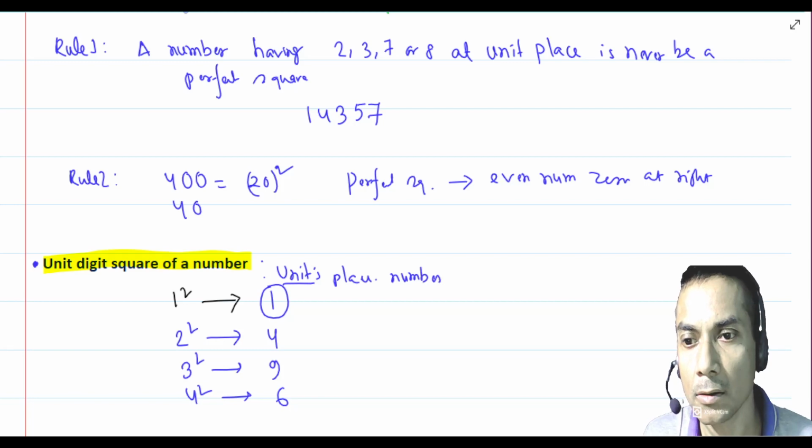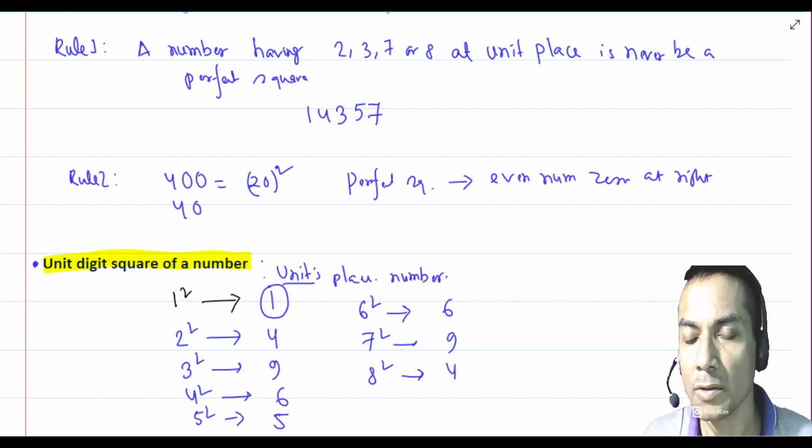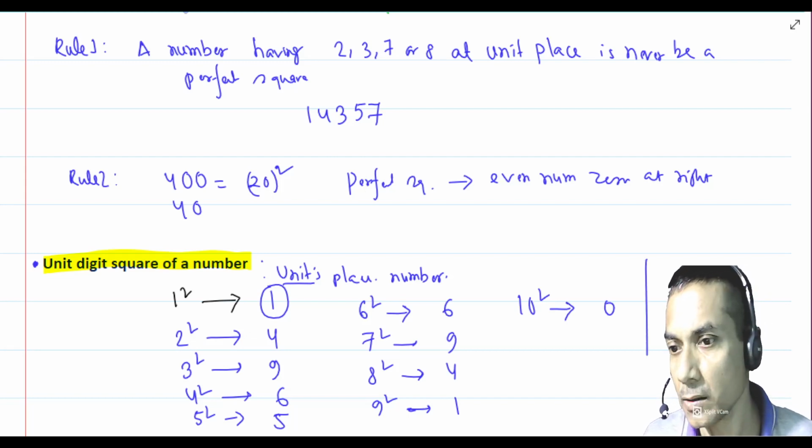Number 5 square is 25, so the unit digit is 5, clear. 6 square gives 6, 7 square gives 9, 8 square gives 4 because 8 square is equal to 64, 9 square gives 1, and 10 square gives 0. What does that mean?